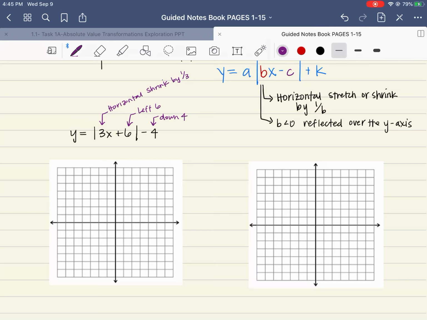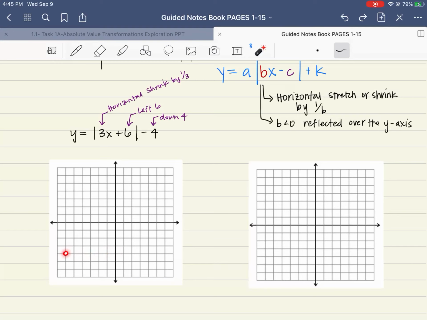Okay, so if we look at this and we're going to graph it, again, we're going to start here at the origin. Let me use the laser. There we go. We'll start here at the origin. We're going to go down 4. So I'm going to end up 1, 2, 3, 4 right here. I'm going to go left 6, 1, 2, 3, 4, 5, 6, and I'm sitting right here.